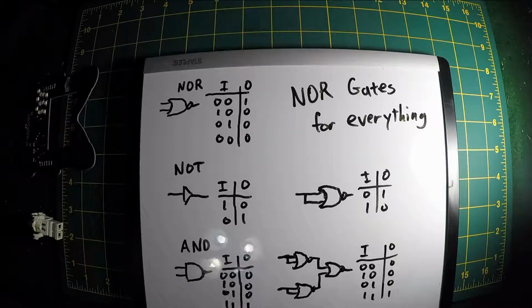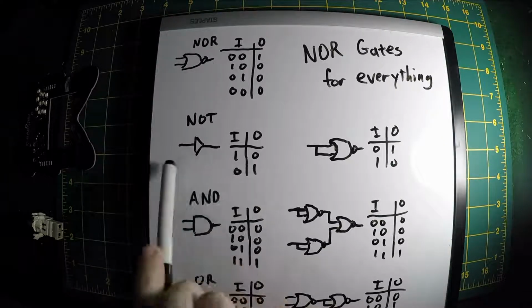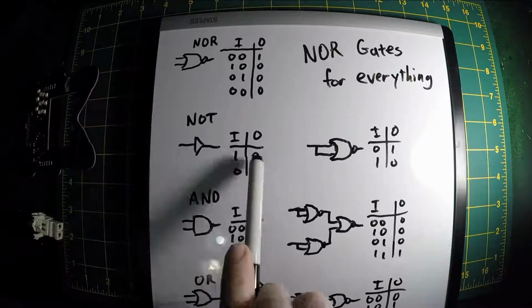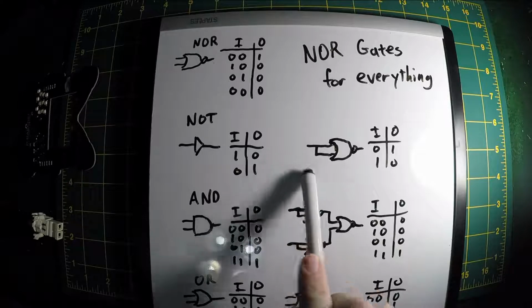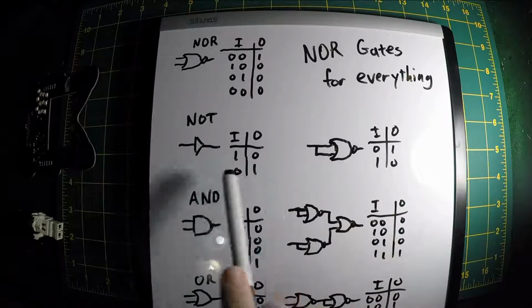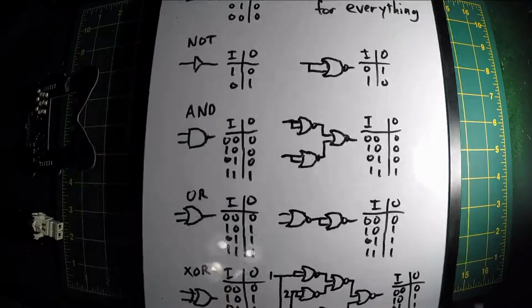So I have most of the basic logic symbols that you use for designing computers and logic circuits, and I'll show you the NOR gate equivalent for each. So first we got our NOT gate, which has a single input and single output, which just inverts it. All you do for your NOR gate, tie the two inputs together, you get the same thing. So you're emulating a NOT with a NOR.